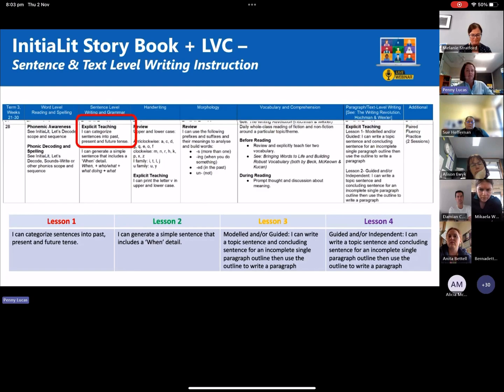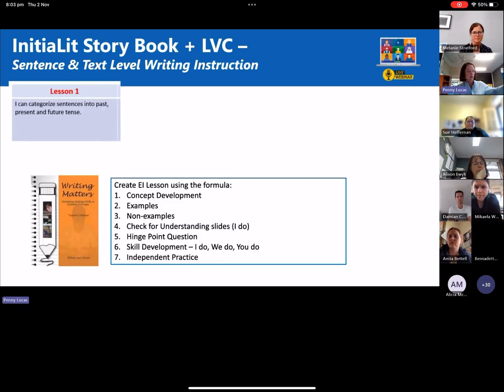Let's have a look at writing instruction. So we've got lesson 1, lesson 2, lesson 3, and lesson 4. Now, lesson 1 is this week in week 28, and the task is I can categorize sentences into past, present, and future tense. Now, there wasn't actually a slide deck that I could find from Write to Learn or the Syntax Project that would cover this task. So I did have to create my own.